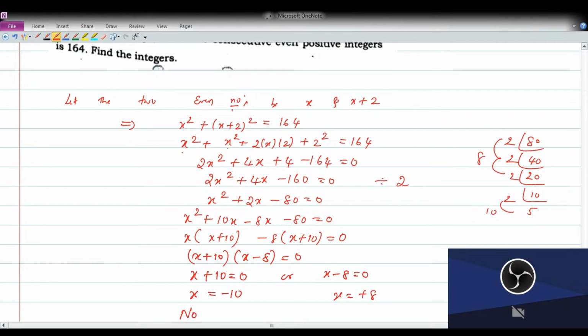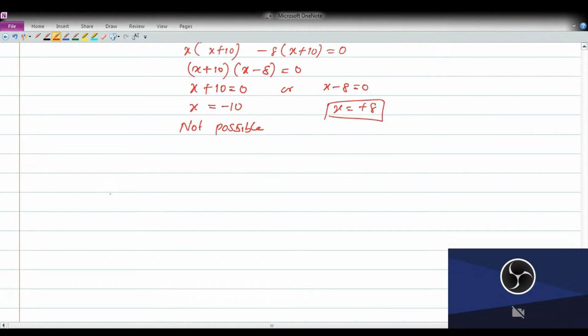is not possible, as it is given that the number is positive, so this is not possible for me. So this is the required answer. Therefore, what is the required number? Therefore, required even numbers are 8 and 8 plus 2, 10. So these are the answers for the given question, right?